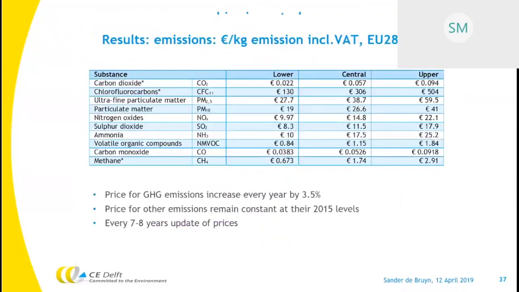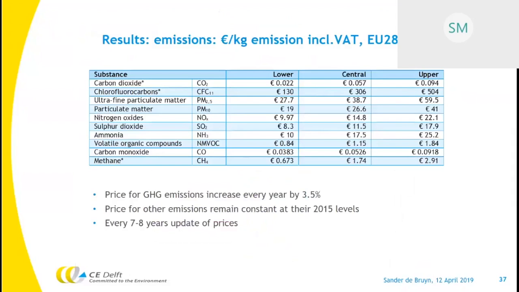Okay, next slide, please. So what are the results? I present here some figures that we derived for the EU28. I'm not going to describe them in much detail, but the important point is that the carbon dioxide prices are increasing every year. The central estimate now is 57 euros a ton. By some it is considered to be fairly low. But you have to keep in mind that this price will rise every year by 3.5%, while the prices for the other emissions remain constant at their 2015 level. As I told you before, we have around 20 years of experience, and every 7-8 years we have come up with an update of these environmental prices.